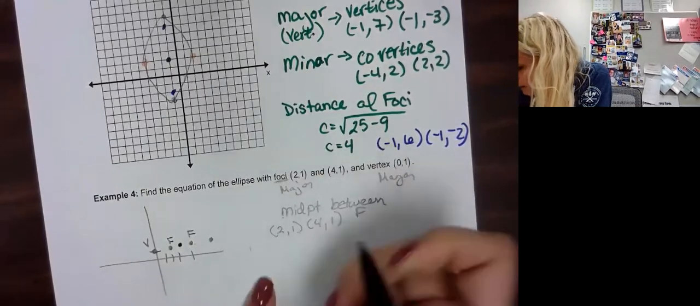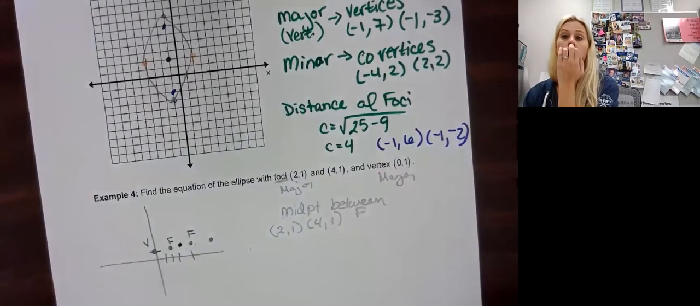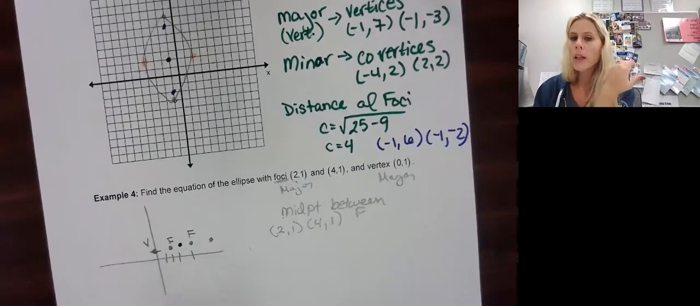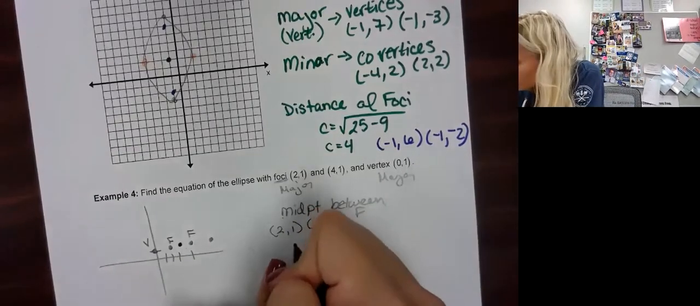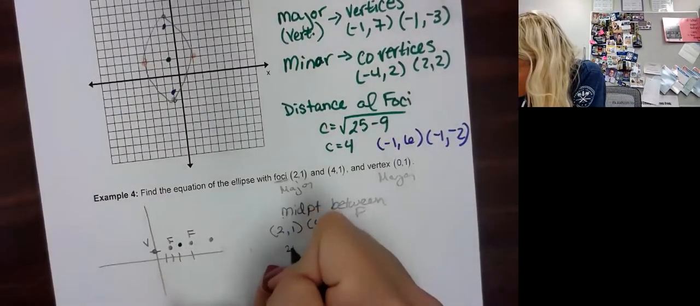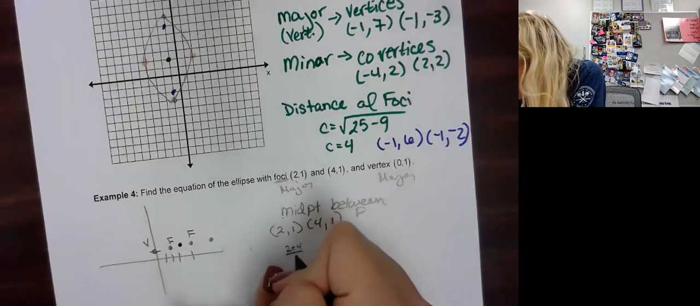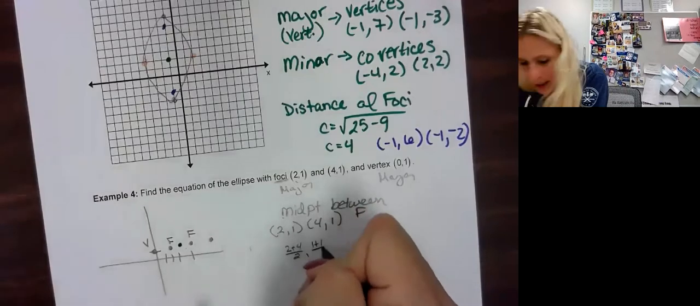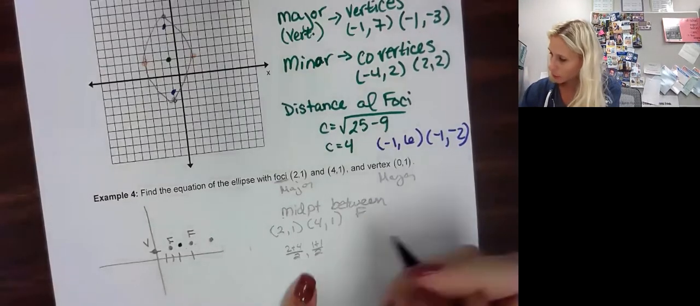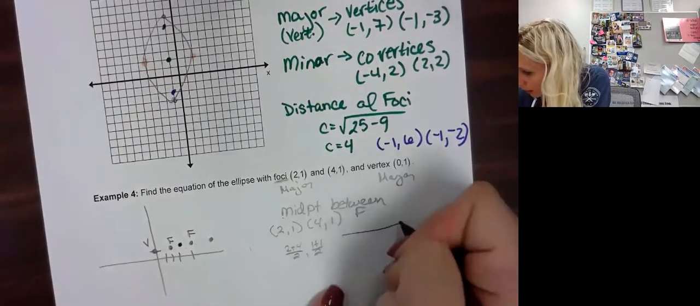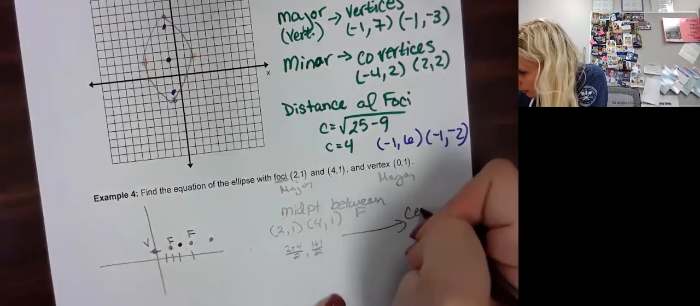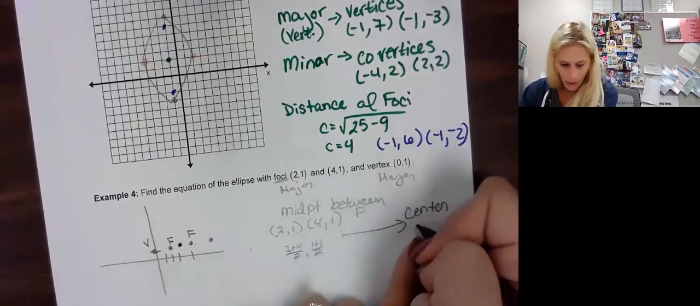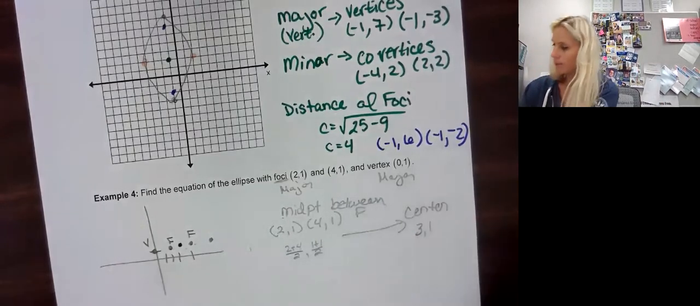foci. Okay, so how do you, I'm going to do this even though you guys can see where the center is. I'm going to do it algebraically so we know in the future how to do that. Remember, it's your x values added together divided by 2 and your y values added together divided by 2. So our center in this case is 3, 1.